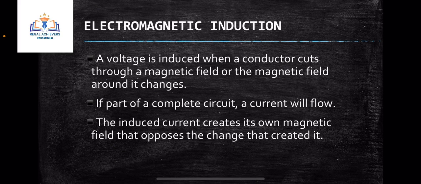Electromagnetic induction. A voltage is induced when a conductor cuts through a magnetic field or the magnetic field around it changes. So if it's part of a complete circuit, a current will flow. The induced current creates its own magnetic field that opposes the change that created it.